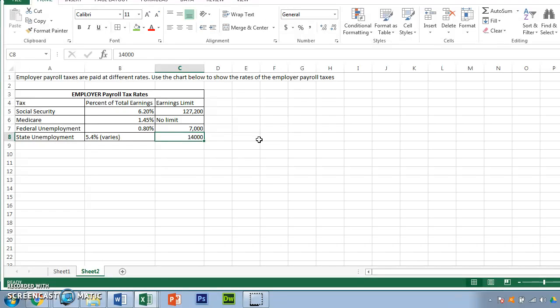Okay, so just so you know that there are limits, and once you've reached it, you no longer have to take out that tax.